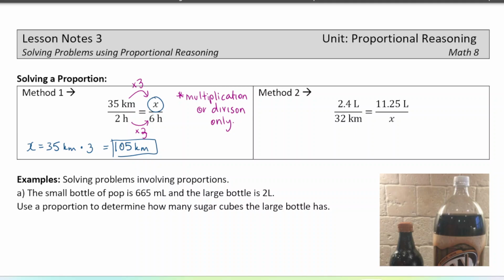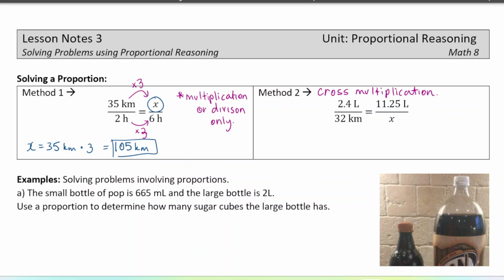Okay, method 2. If it's not obvious how one converts to the other. So here I have 2.4 liters, and I'm trying to think of how that might convert to 11.25 liters. It's not obvious to me. So in this case, I'm going to use cross multiplication. This is a great trick. It works anytime you're trying to make two fractions equivalent and you're missing one of the values.